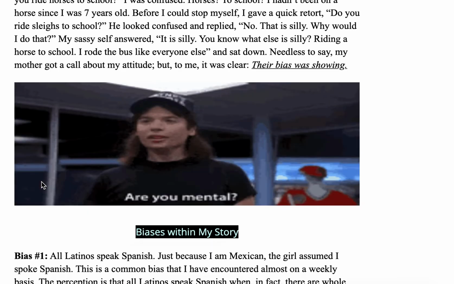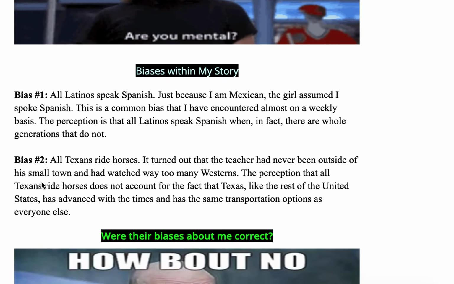So, the biases within my story. Bias number one was that the second grader thought all Latinos speak Spanish. Just because I am Mexican, the girl assumed I spoke Spanish. This is a common bias and I have encountered almost on a weekly basis since then, honestly.